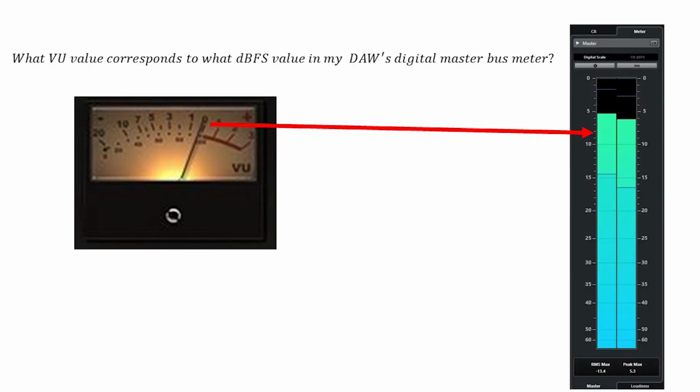But another question about this VU meter is, what would 0 VU on my VU meter equate to on my dBFS DAW's digital master bus meter? What is that? And I'll discuss that in the next section.